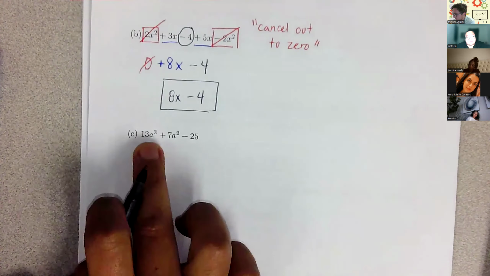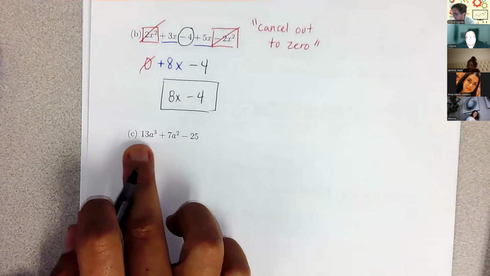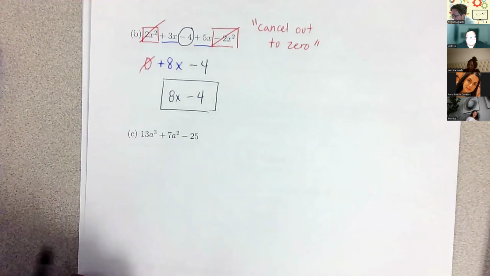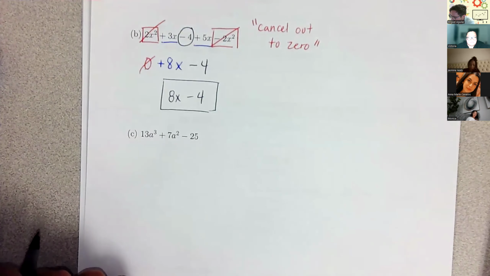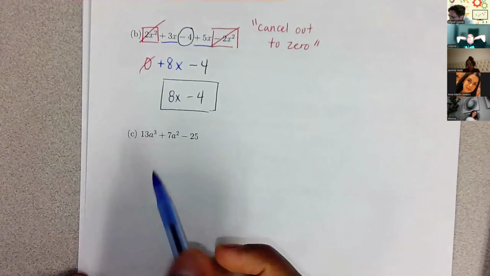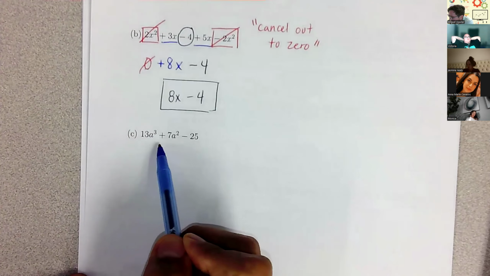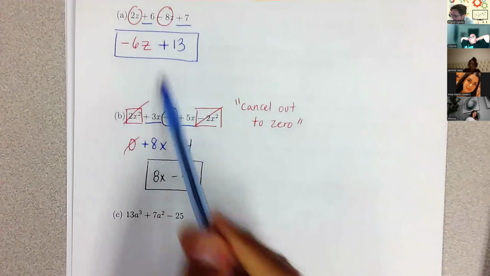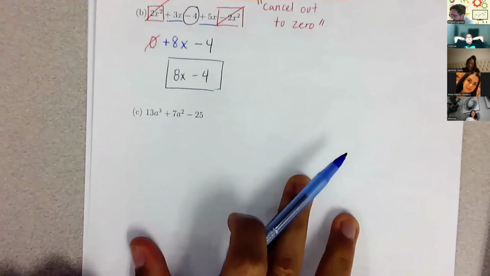Okay, for this last problem, letter C, what are my like terms and what do I need to combine? There are no like terms. So here, there are no like terms and there's nothing to distribute. Actually, none of these problems required us to use the distributive property.